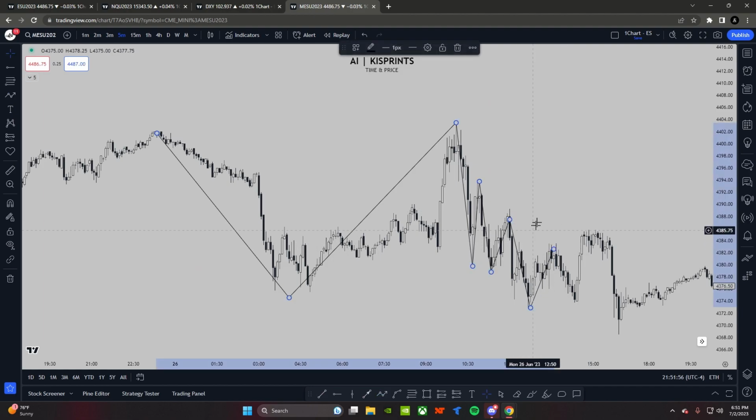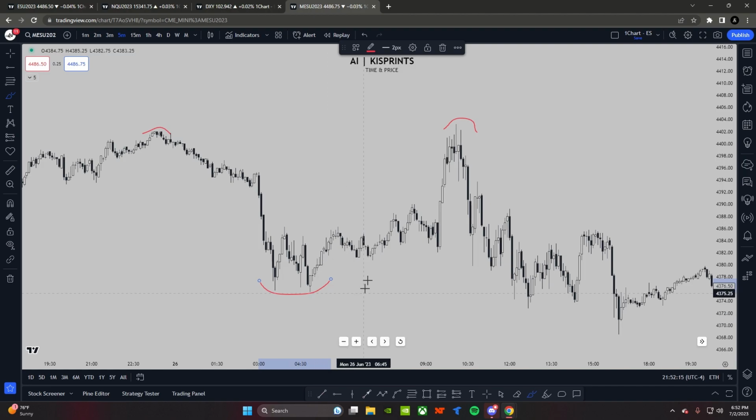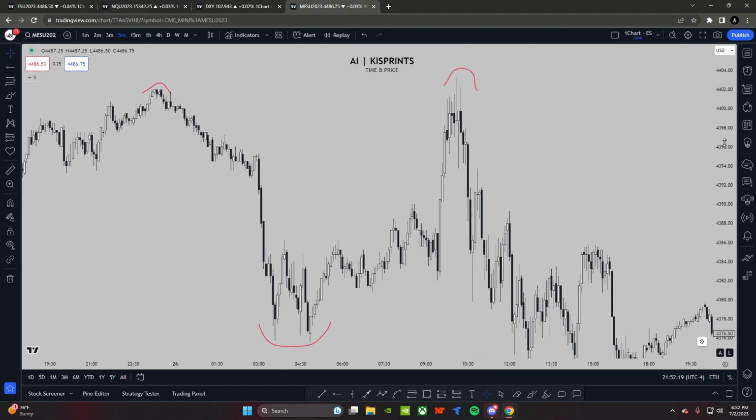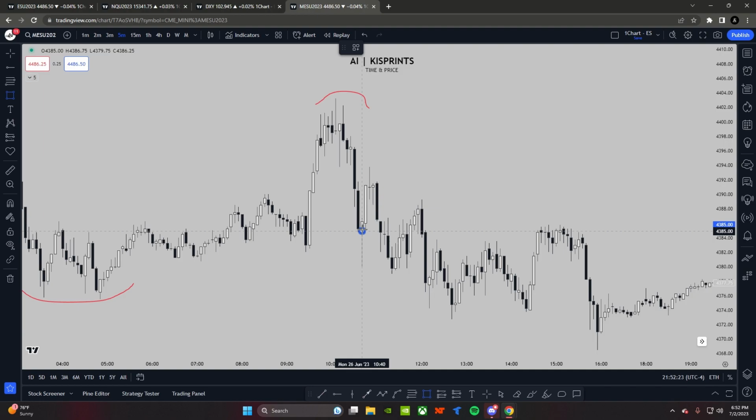Let me actually make this a bit more useful for you guys. So we have our high, higher high. Okay, that's our breaker setup. This would be your breaker entry. But we're not going to be waiting all the way to these lows. So if we want an entry now, we're going to be looking at our mitigation block, which is going to be right here.